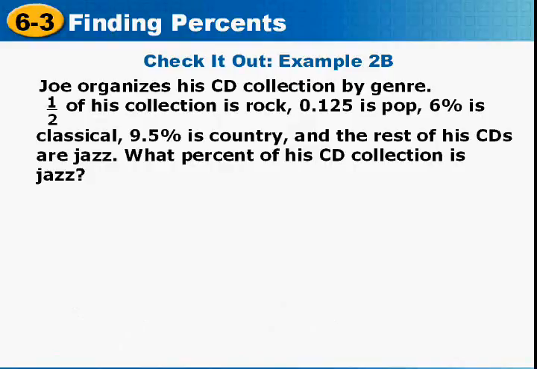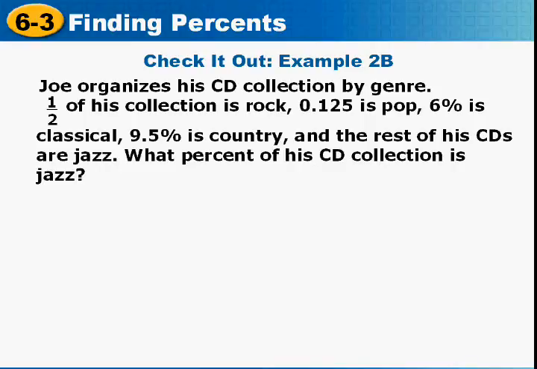Another example. Joe organizes his CD collection by genre. Half of his collection is rock. 125,000ths is pop. 6% is classical. 9.5% is country. And the rest of his CDs are jazz. What percent of his CD collection is jazz?